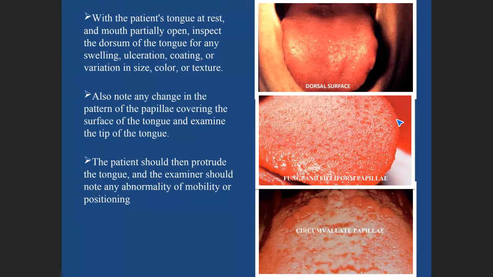And fungiform papillae are the mushroom-shaped papillae which are present on the anterior and lateral margins in the anterior two-thirds, usually at the tip and at the lateral margin. And at the posterior part, you have the circumvallate papillae, just anterior, in the posterior part of the tongue. These are responsible for bitter taste. Usually, the taste of medicine which is very bitter, you get it from these papillae.